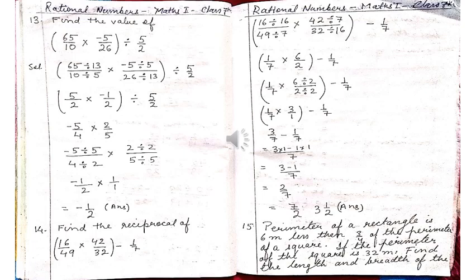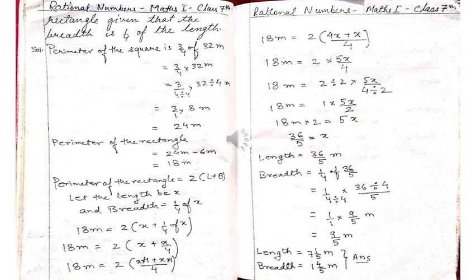The perimeter of a rectangle is 6 meter less than 3 upon 4 of the perimeter of a square. And if the perimeter of the square is 32 meter, find the length and the breadth of the rectangle, given that the breadth is 1/4 of the length. Now how to solve this part?